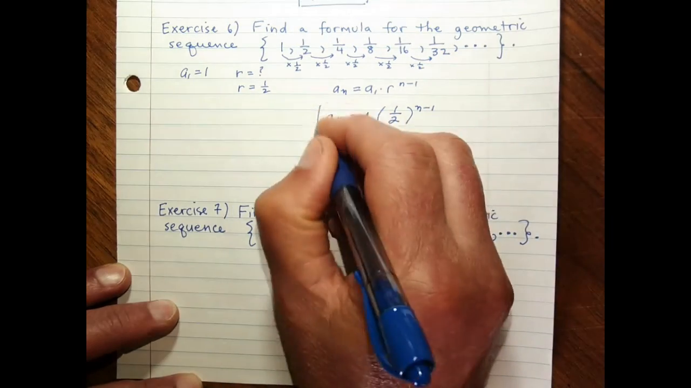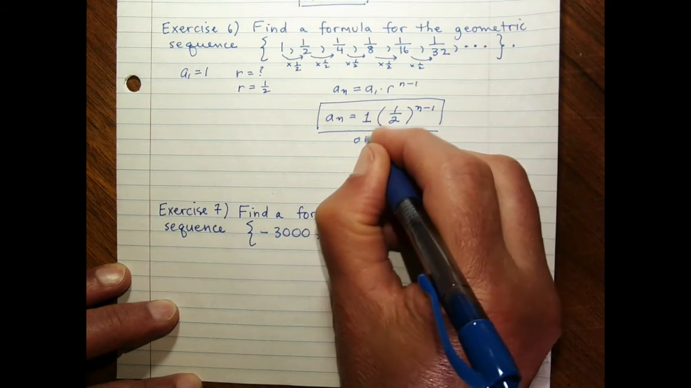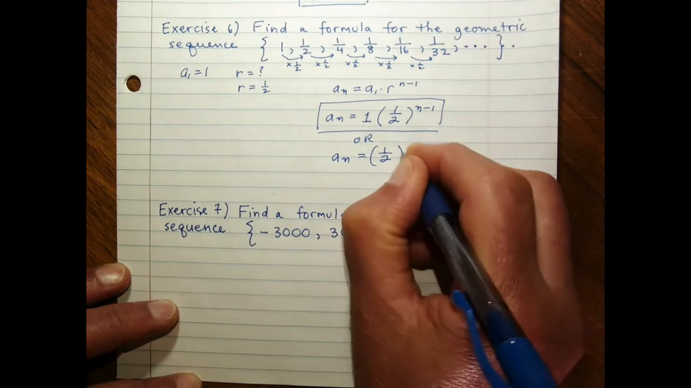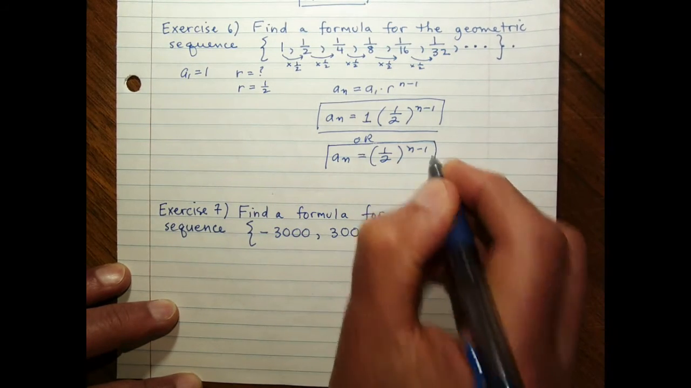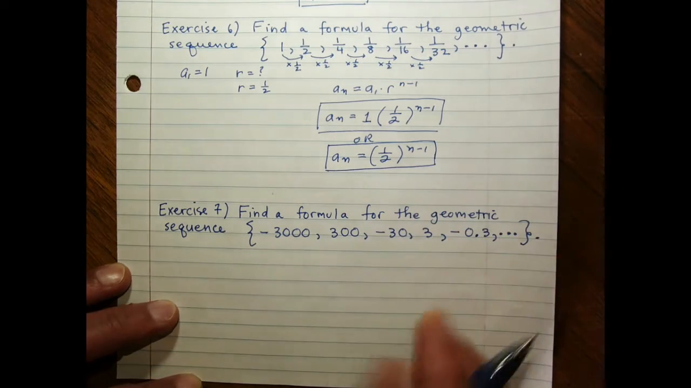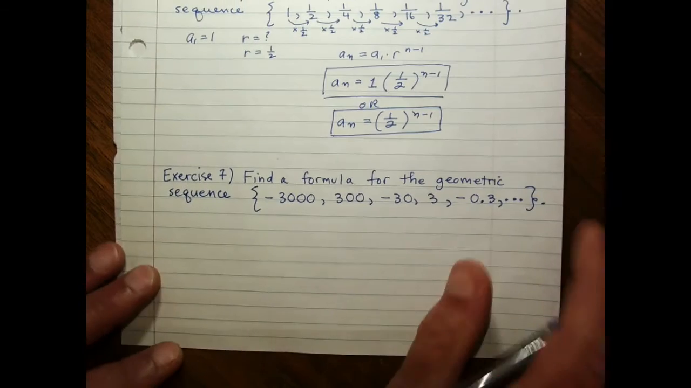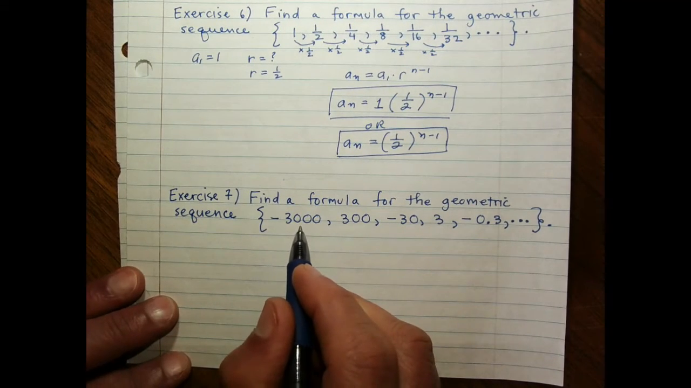Just like a 1 coefficient isn't usually written, you could also just write your answer as 1/2 to the n minus 1, with that 1 understood. Okay, one more problem here. Find a formula for the geometric sequence given right here.